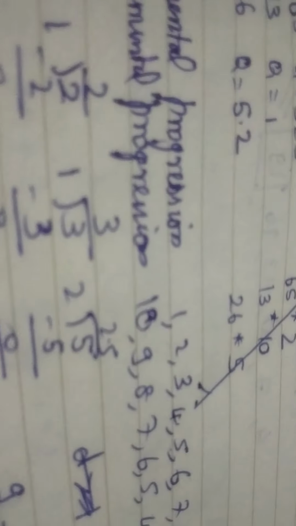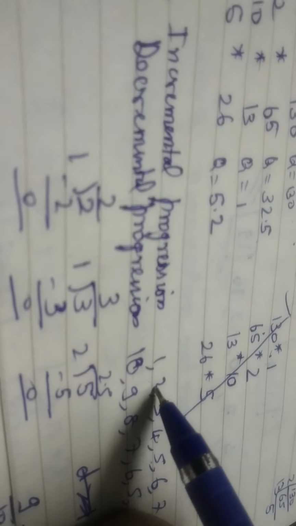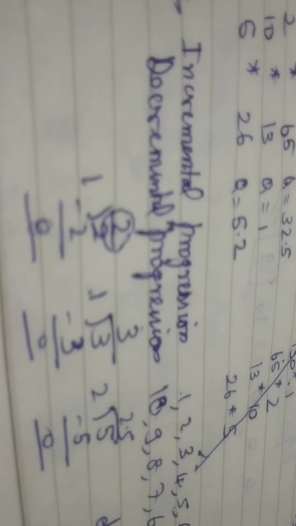Correct? In any incremental progression, if you divide any term with any of its previous terms, the quotient will always be greater than 1. Let me explain. Take this number 2, the second term. Divide it with the first term. The quotient will be 2. The remainder will be 0. So the quotient is greater than 1. Here you see 3 is divided by 1. The third term is divided by the first term. The quotient is 3. The remainder is 0.